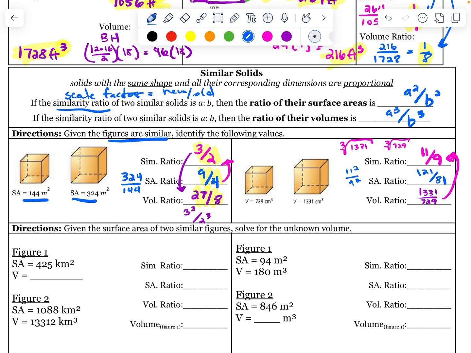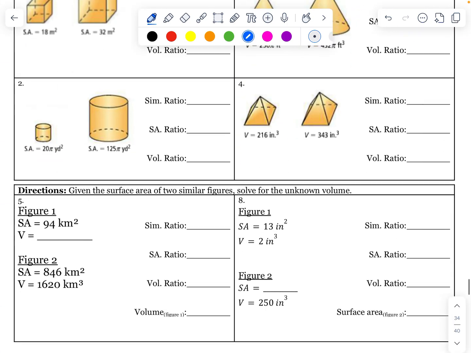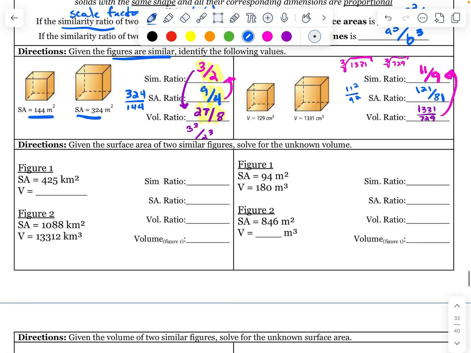Let's see. Given the surface area of the two similar figures, solve for the unknown value. I think, yeah, your homework is that. Great. Solve for the unknown value. Okay, what do they give us? They give us two surface areas. So I can come up with a surface area ratio.